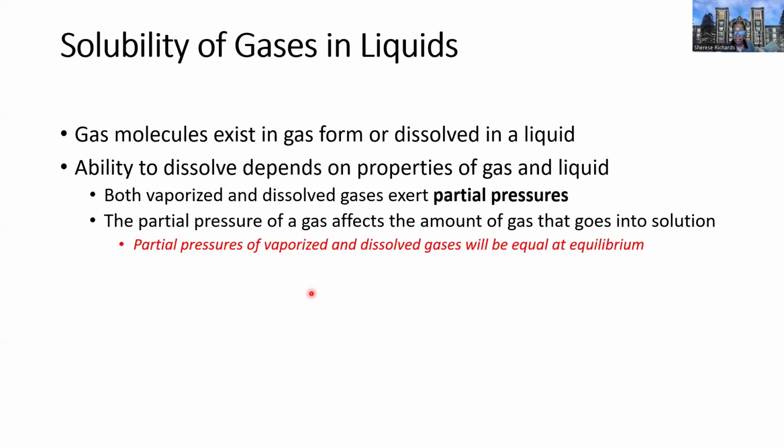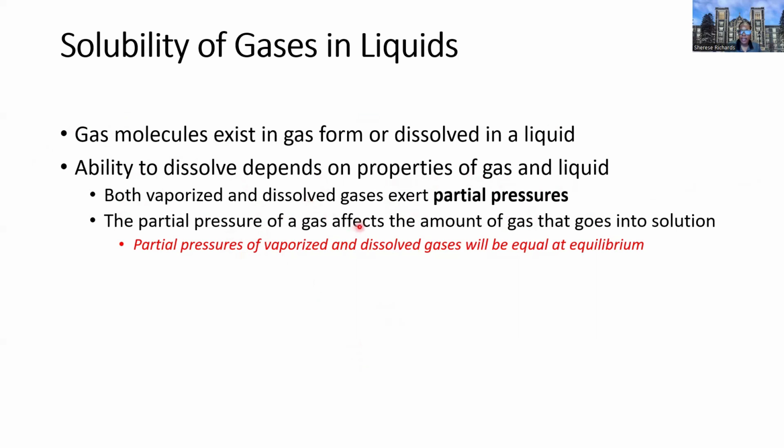Okay. The second factor that affects diffusion is the solubility of the gas. So that is what we'll move on here to describe. What affects the actual movement of the gas from its vaporized form to its dissolved or liquid form? So first, we want to think about gas being able to exist in both of those forms. It can exist in a vaporized form in the air, or it can be dissolved into a liquid and exist in the liquid form. And the ability to dissolve is determined by the properties of the gas and the properties of the liquid. Now we want to think about those properties as the partial pressures.